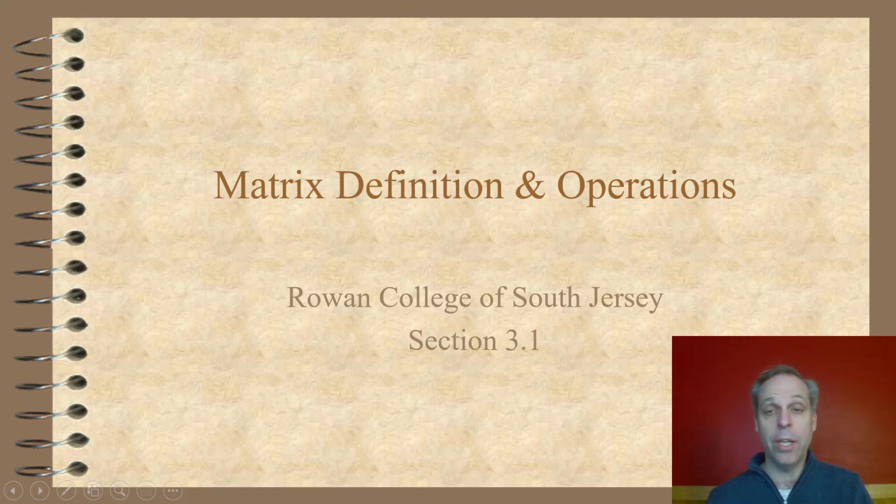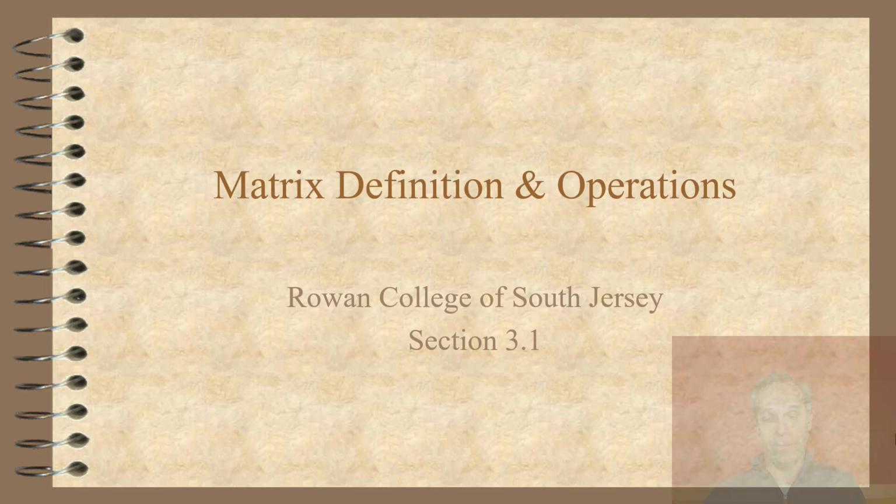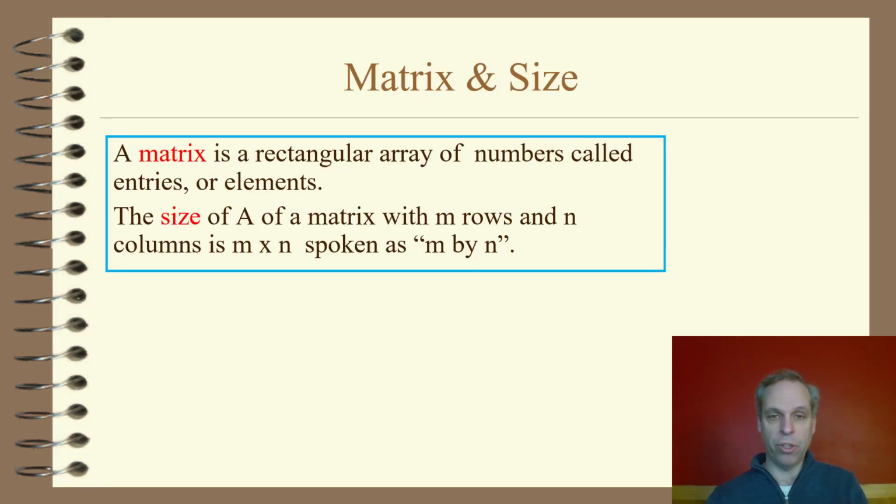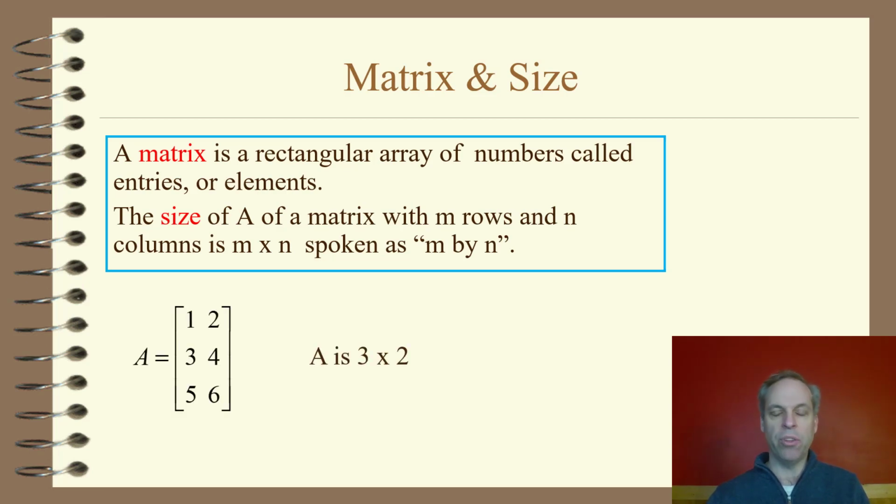In this video, I introduce the definition of a matrix and define the main arithmetic operations on it. So first, a matrix is a rectangular array that contains numbers called entries or elements. The size of a matrix is given by the number of rows of that matrix by the number of columns. We normally say this as m by n. So for example, this matrix here is a 3 by 2. It has 3 rows, 2 columns.